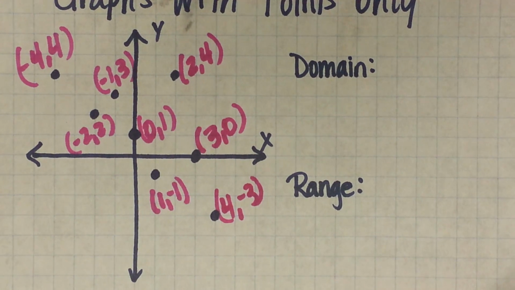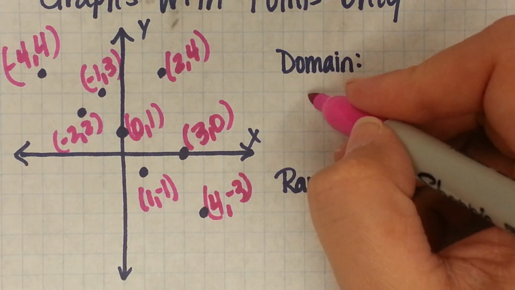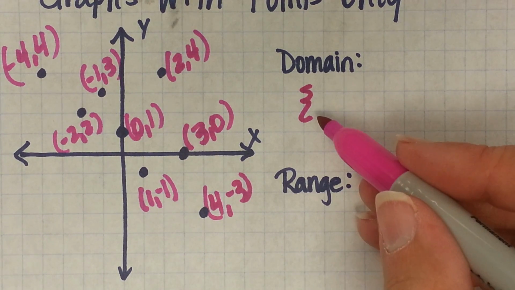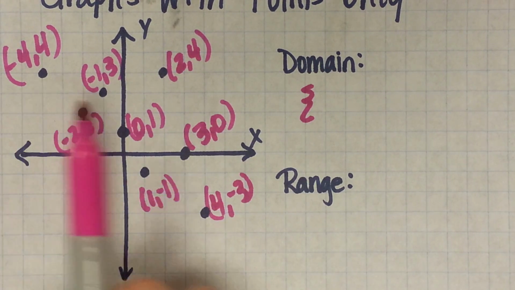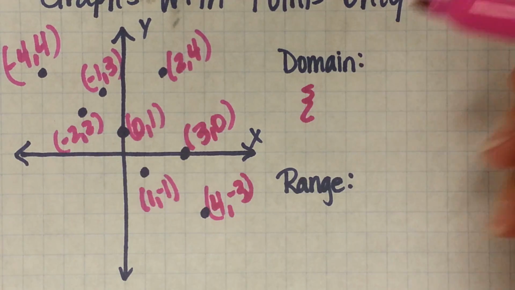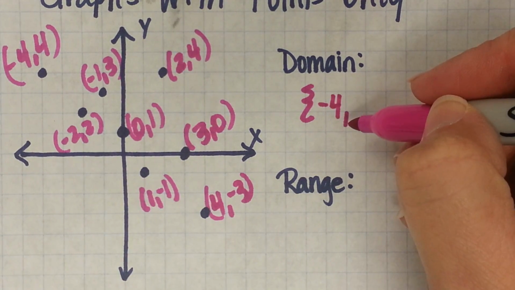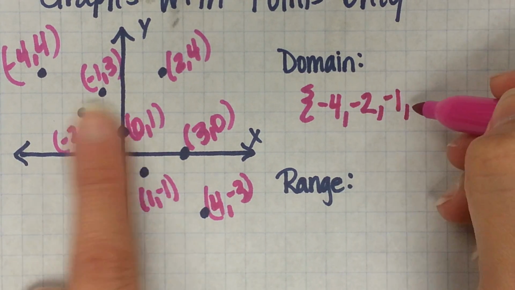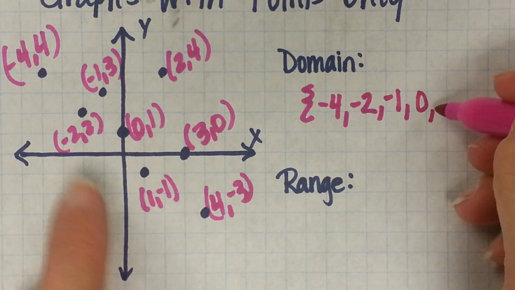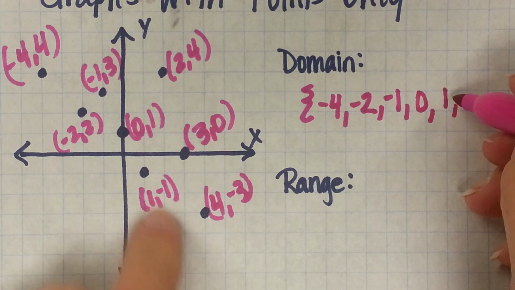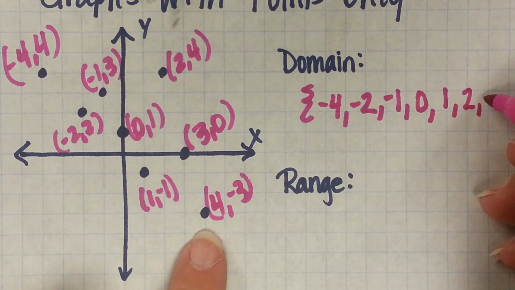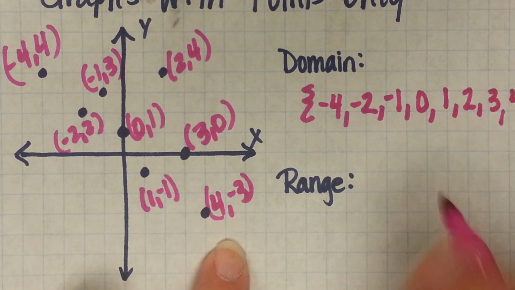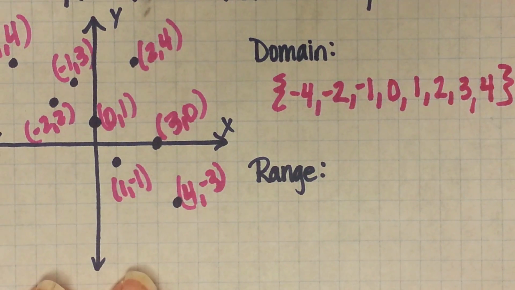After I have all my points labeled, I can go back and tell what my domain is. Make sure I put set notation. And I want to list all of my x values. So if I'm going from left to right, I have -4, then -2, -1, 0, 1, 2, 3, and 4. That's all of my x values.